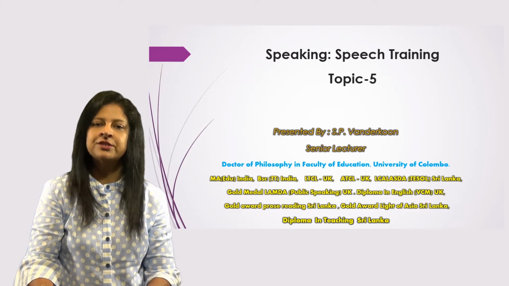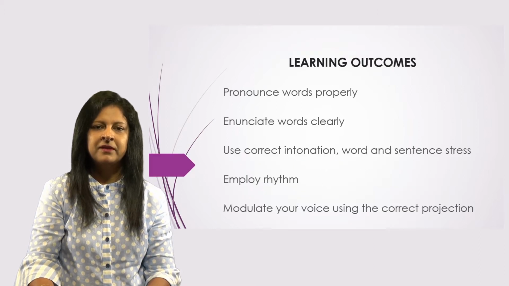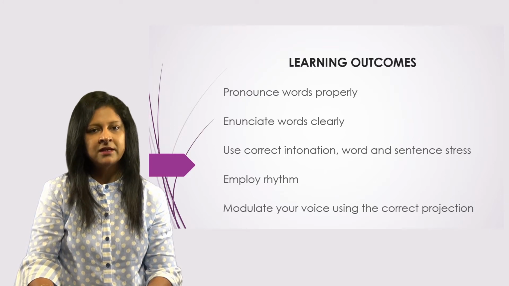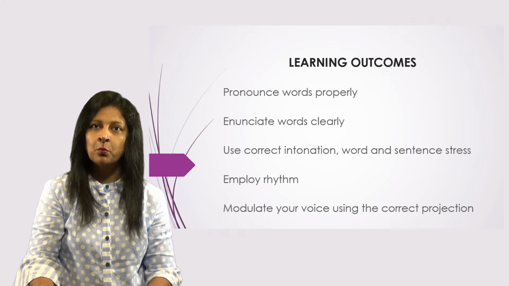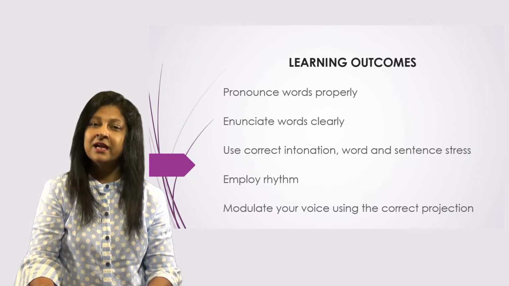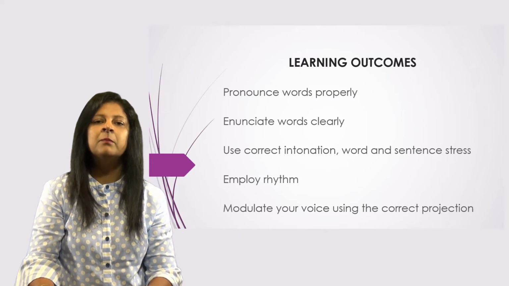Speaking, Speech Training, Topic 5. Learning Outcomes. Pronounce words properly. Enunciate words clearly. Use correct intonation, word and sentence stress. Employ rhythm. Modulate your voice using the correct projection.